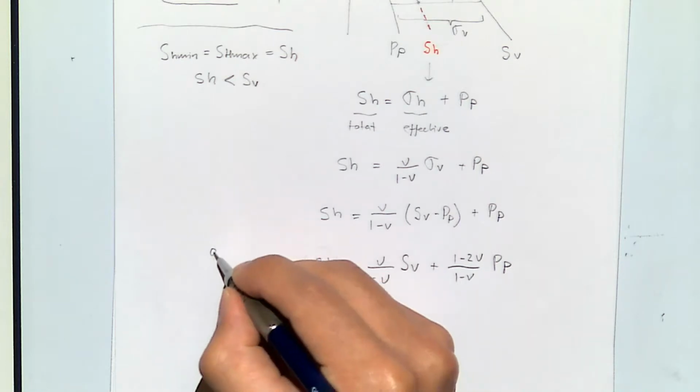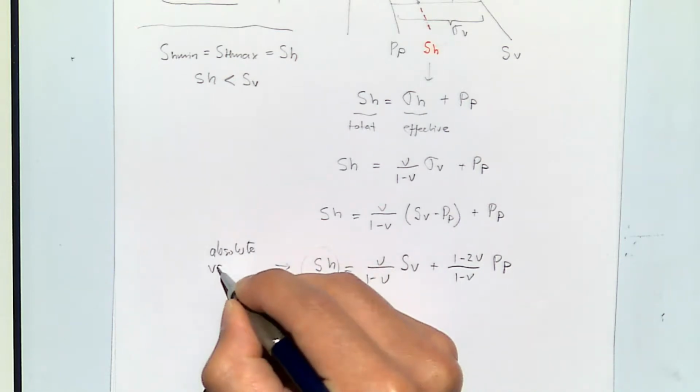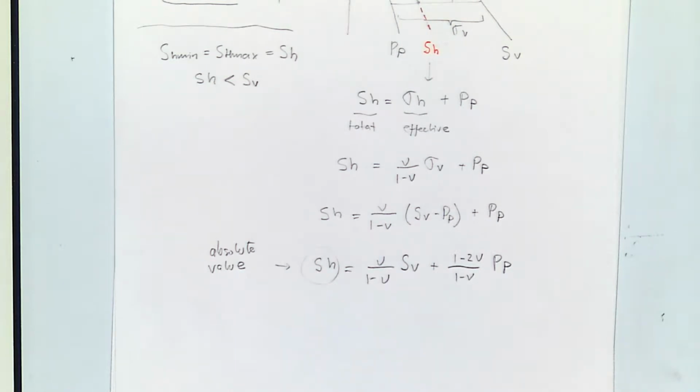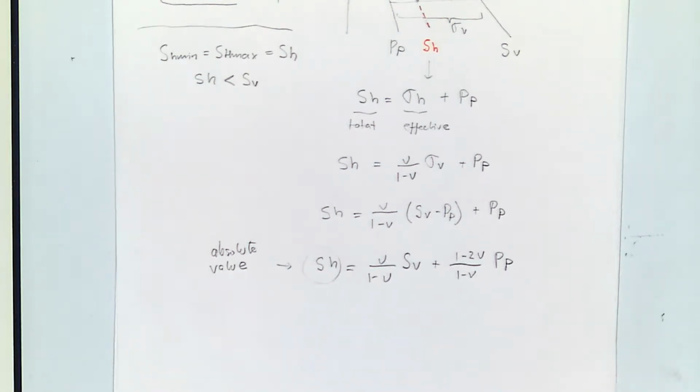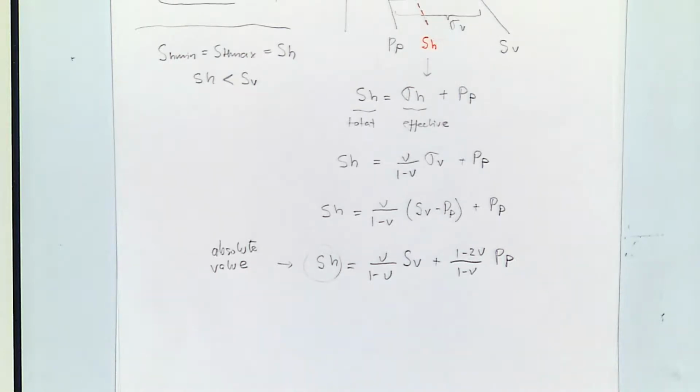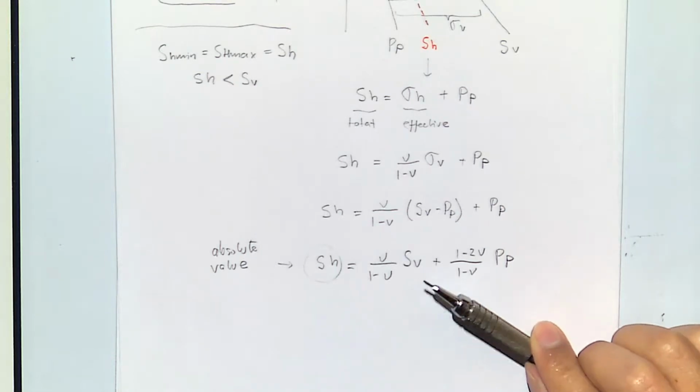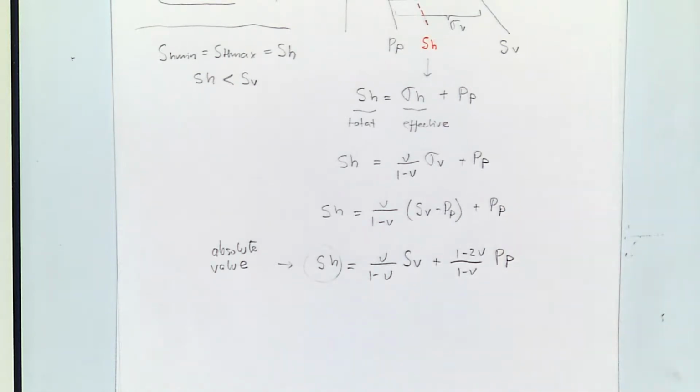This value is the absolute value of horizontal stress. How do I compute the gradient? Remember, a gradient is always a variation of stress or pressure with depth. Usually in petroleum engineering, when we refer to stresses, it's very common to talk about gradients, because the gradient is going to tell you the weight of the mud that you need to reach such horizontal stress.